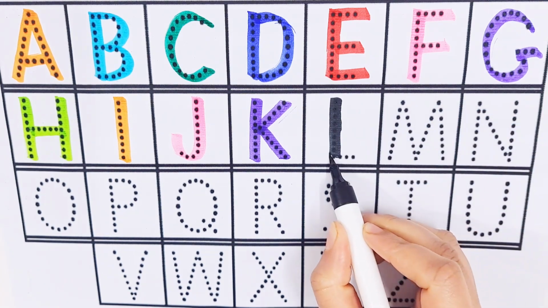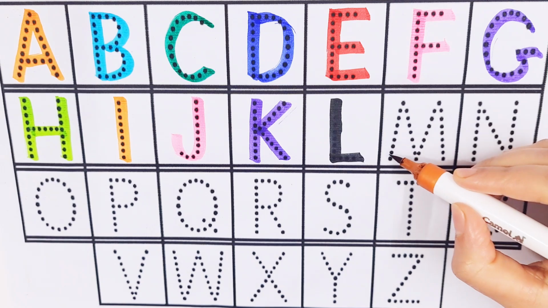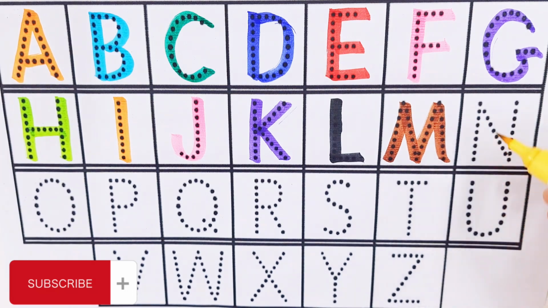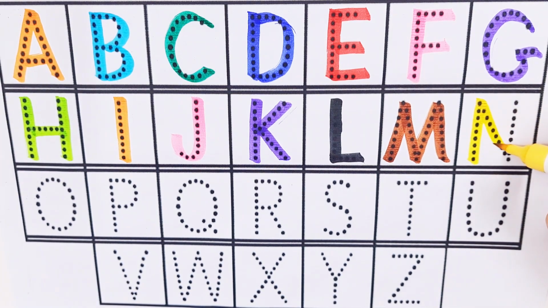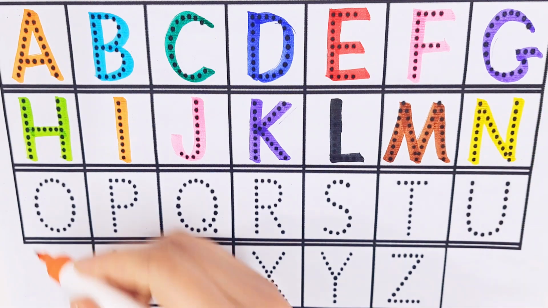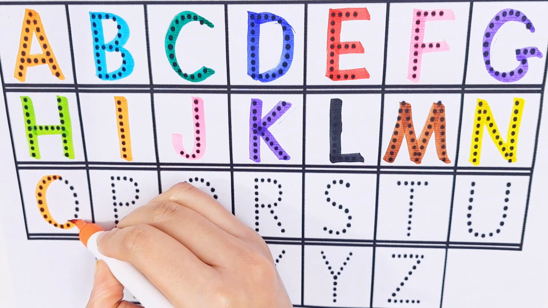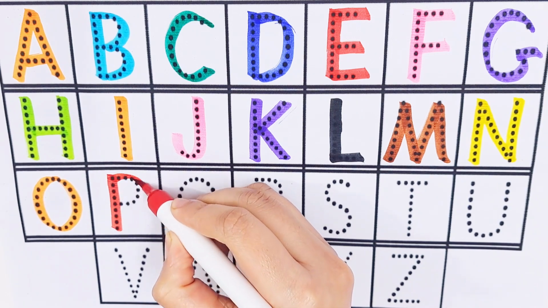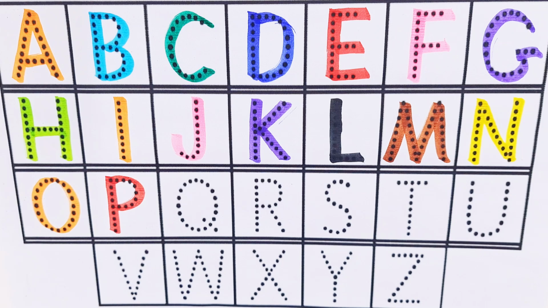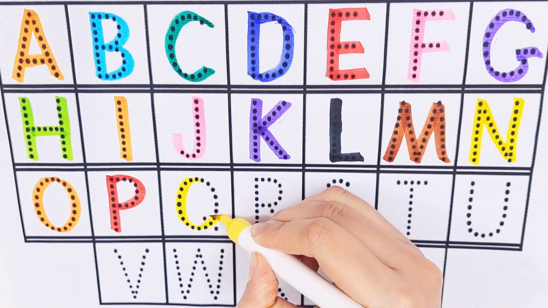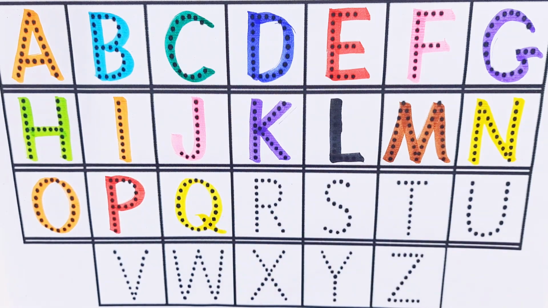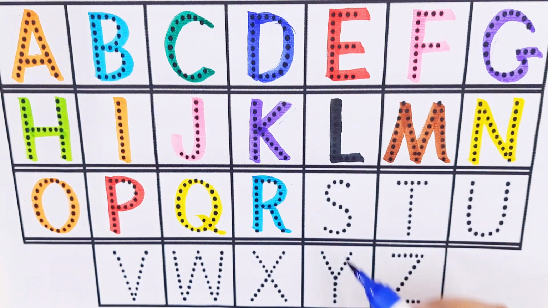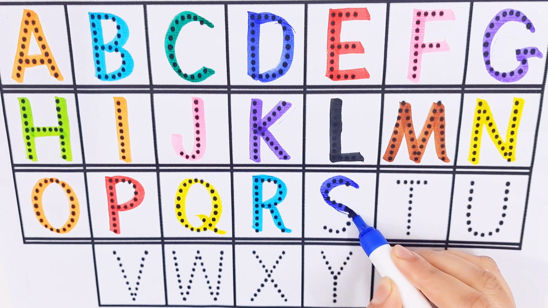L for lotus. M for moon. N for nurse. O for oil. P for pen. Q for queen. R for rainbow. S for school.